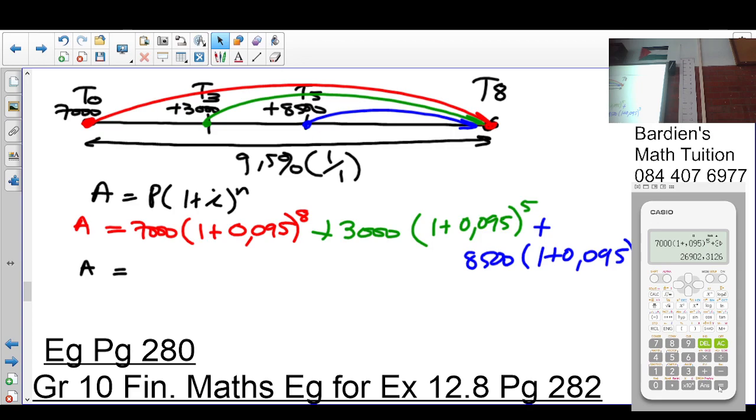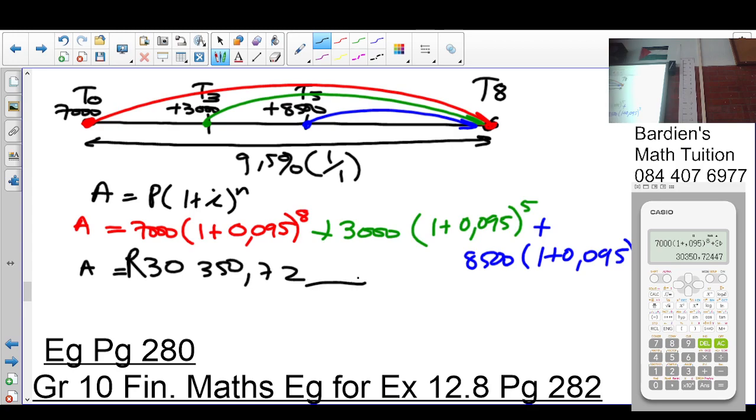The answer is 30,000. Yes, sir. Okay, so I made a mistake. So let's see. It's 7,000. Here's my mistake. I see it already. It must be to the exponent 8. Here we go. Sorry about that. So it's going to be 30,000. 350 Rand. 72 cents. Do you guys understand?